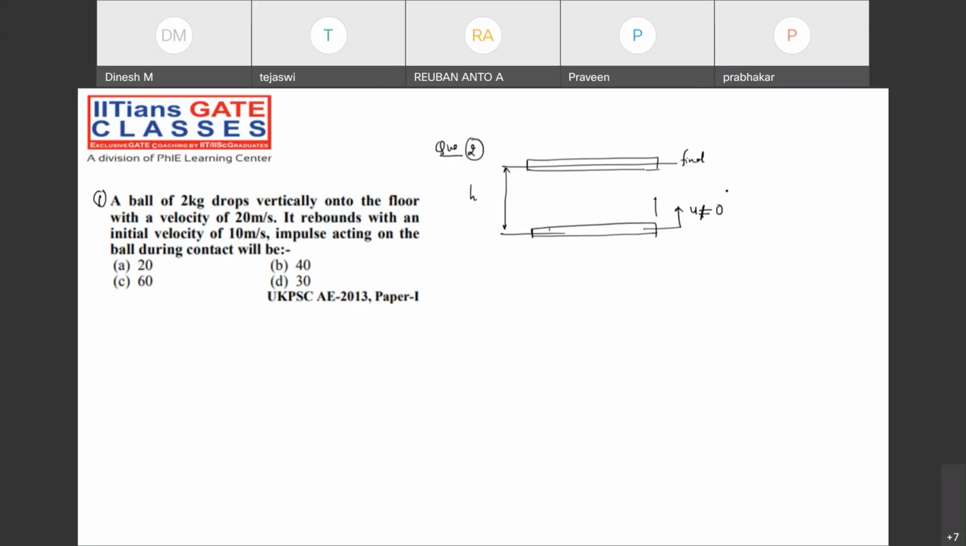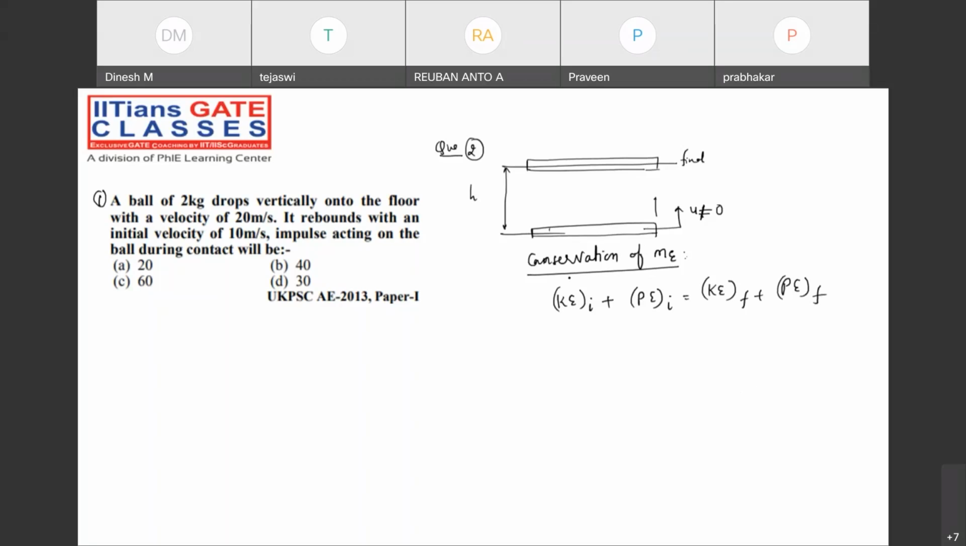Now, there is no drag force. I'm not considering any drag force. That means there is no friction force and no air friction force. So can I apply conservation of mechanical energy? Suppose there is no friction and no drag force, then can we apply conservation of mechanical energy over here? Initial kinetic energy plus initial potential energy must be equal to final kinetic energy plus final potential energy. Check it out.